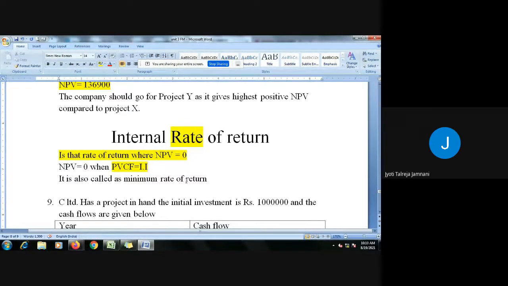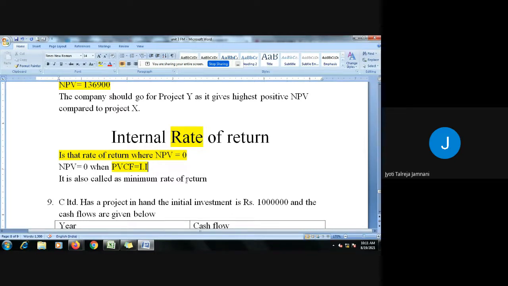This is why companies find this rate, because if I find the minimum rate, I can set my target as to how much I can earn above that. So if I get to know that the minimum rate of return for my company is 8%, I will make sure I earn a minimum of 8%, and if I want to make profit, I will earn more than 8%. So it becomes a base to set a negative NPV.